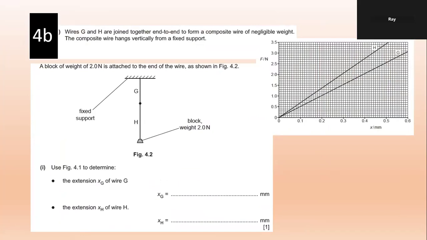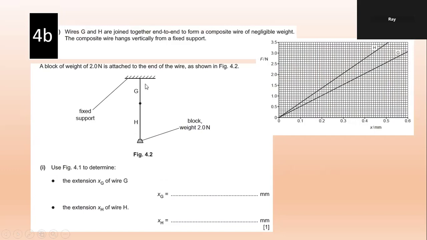Wires G and H are joined end to end to form a composite wire of negligible weight. The composite wire hangs vertically from a fixed support. A block of weight 2 Newton is attached to the end of the wire as shown in figure 4.2. Right, so now they are working on Young's modulus, another topic in your syllabus. Use figure 4.1 to determine the extension of G.